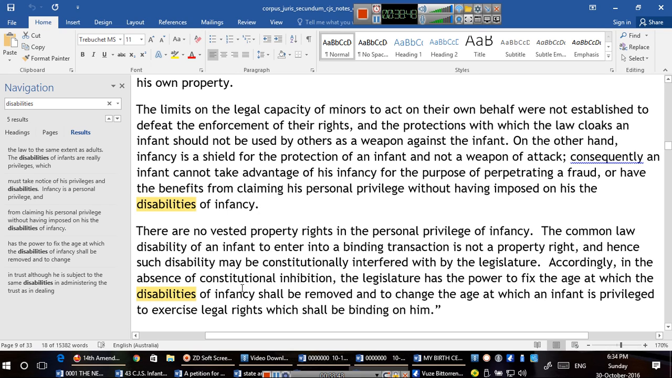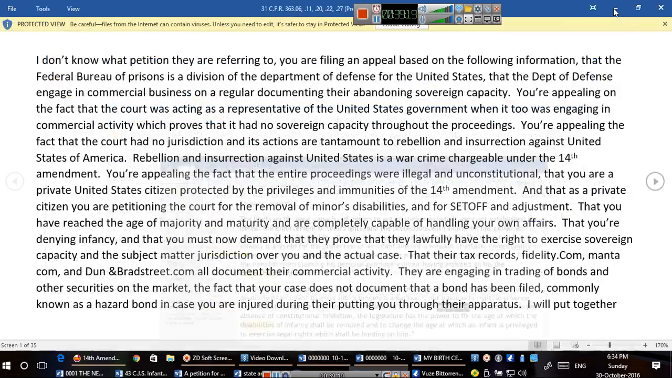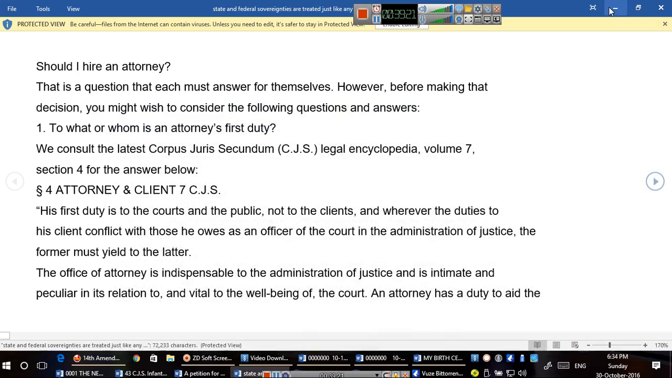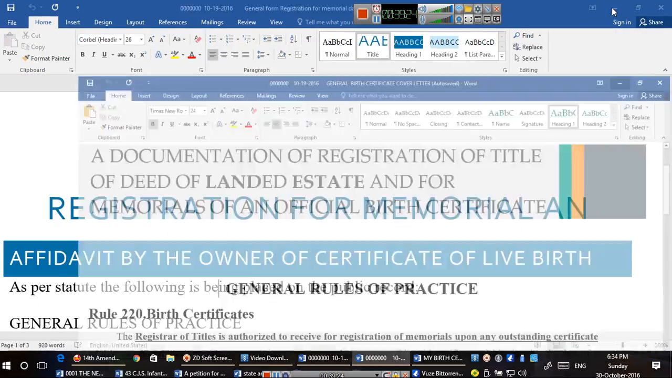Accordingly, in the absence of constitutional inhibition, the legislature has the power to fix the age at which the disabilities of infancy shall be removed, and to change the age at which infancy is a privilege to exercise legal rights which shall be binding on him. Ladies and gentlemen, the age of majority is normally 18 through 21. And we have legislature. What legislature? I done told you, y'all need to pay attention. I can't keep doing this if y'all are not going to pay attention.